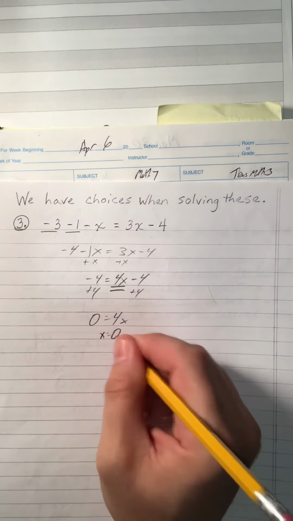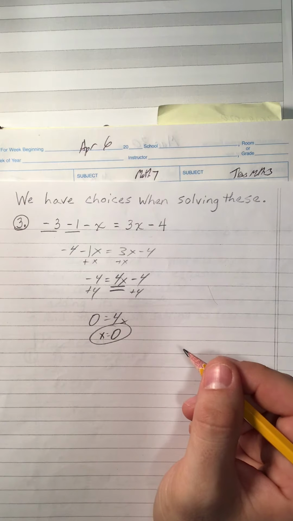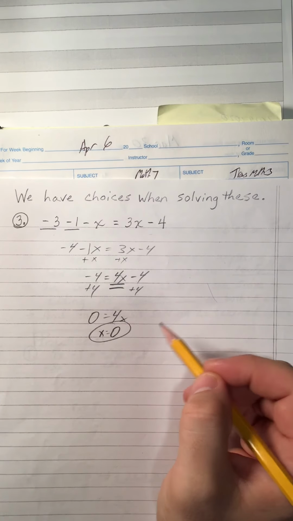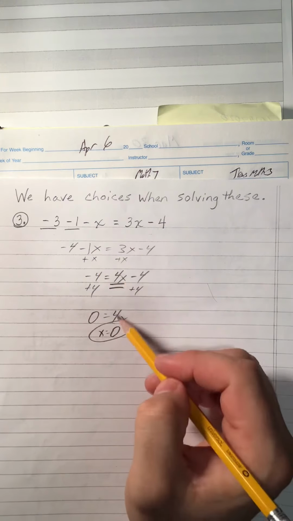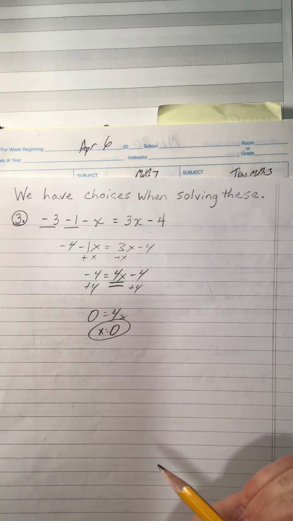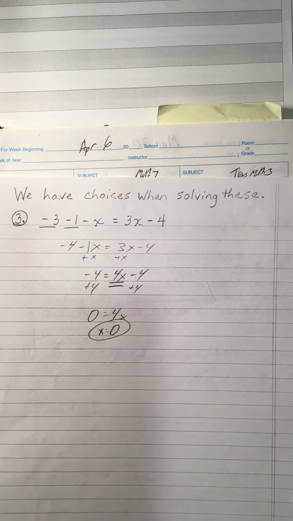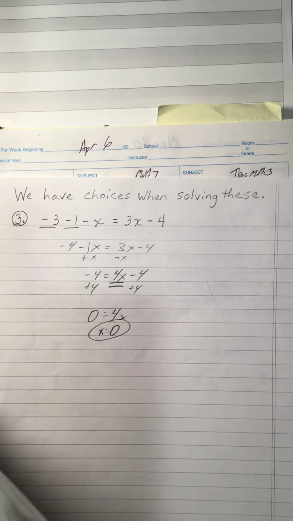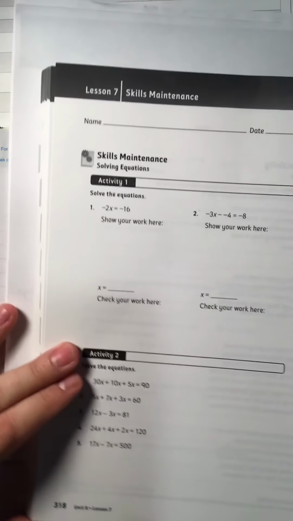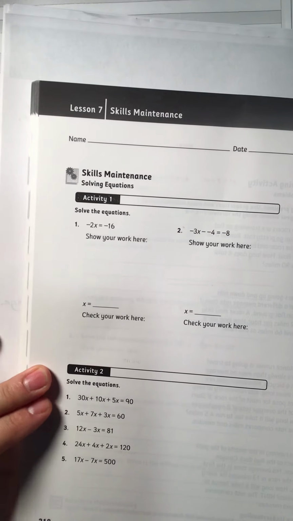Okay, hopefully you can see that that is 0 again. You can check it on both sides. If you plug in 0 for x on both sides, you're going to get -4 on each side, so your answer is equal. Okay, the last thing I wanted to discuss is on page 318 of your workbook, so please grab your workbook. We're going to go over a couple problems here.